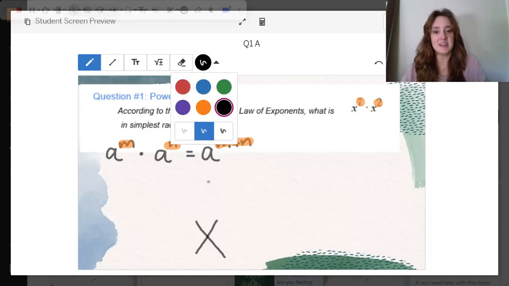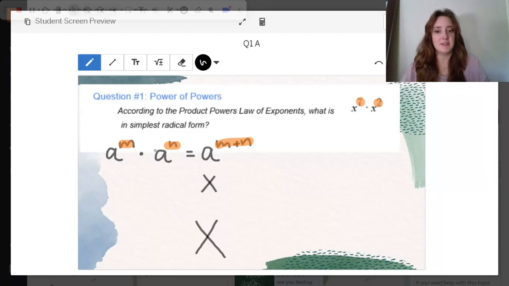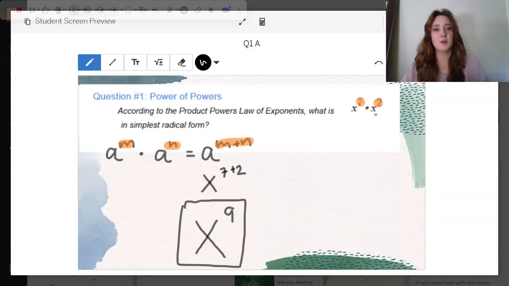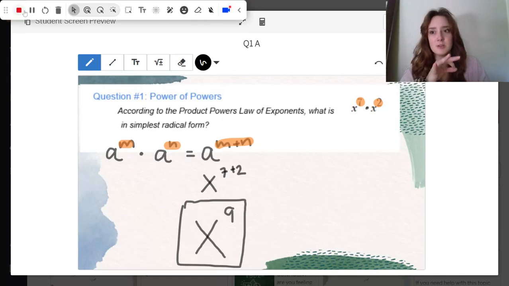Same thing here. Base is x, but now instead of 7 and 2, we're going to add them together. 7 plus 2, 7, 8, 9, and box. That would be our final answer. So whatever we're multiplying with the same base, what is our shortcut? We're going to add those exponents. That's going to give us our answer a little quicker.